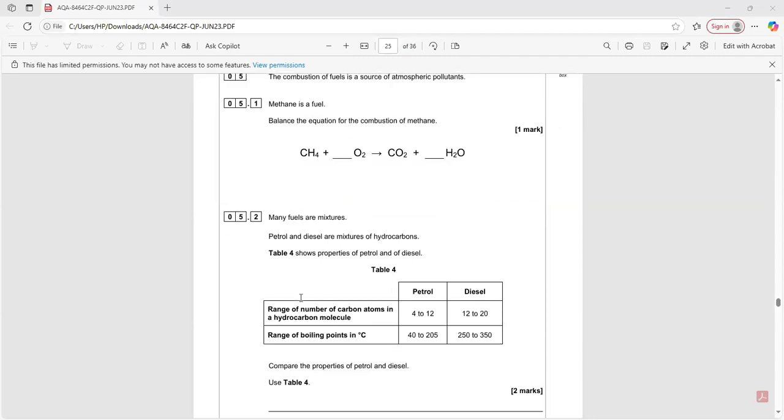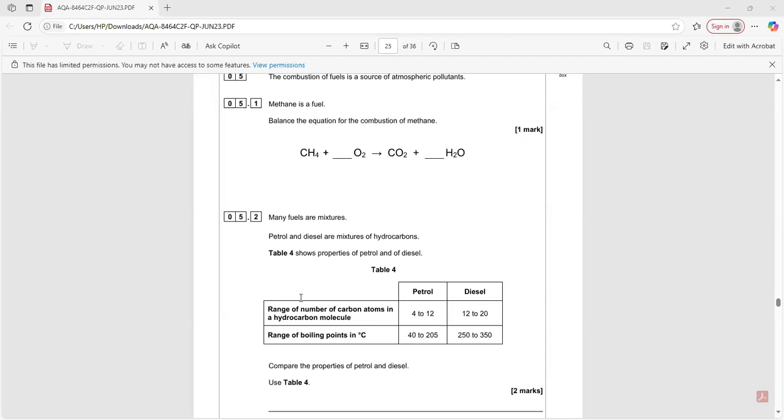Okay, so the next one says many fuels are mixtures. For example, petrol and diesel are mixtures of hydrocarbons. It now says table 4 shows properties of petrol and of diesel. Question, compare the properties of petrol and diesel, and then it says use table 4 to do that comparison.